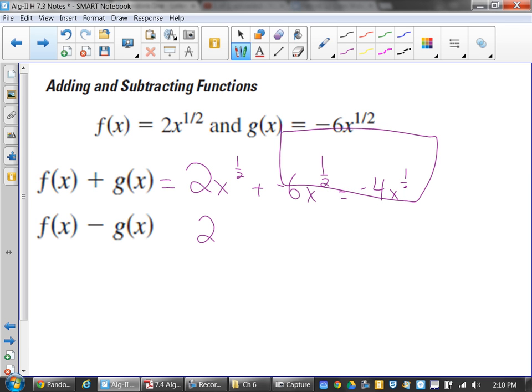So the other one would be 2x to the half minus a negative 6x to the half. And what do you get there?